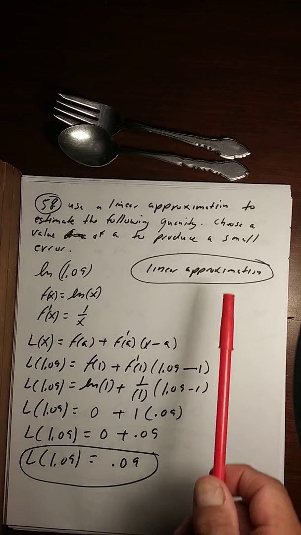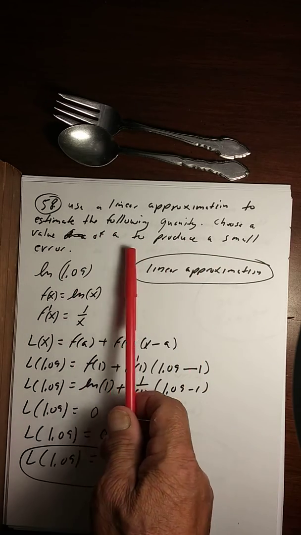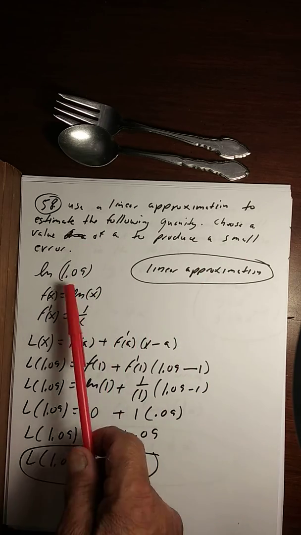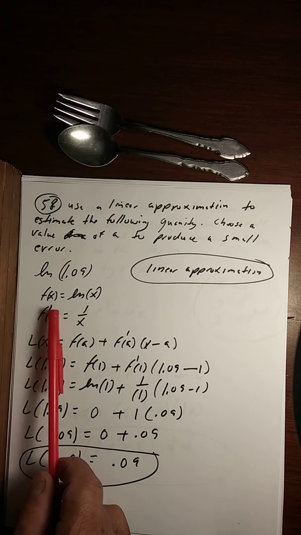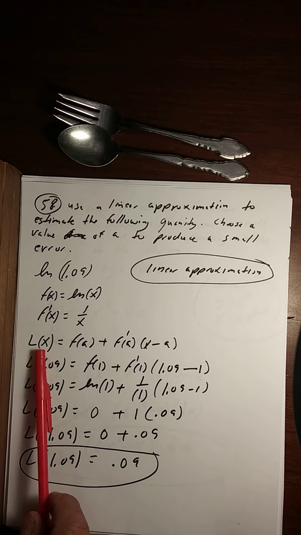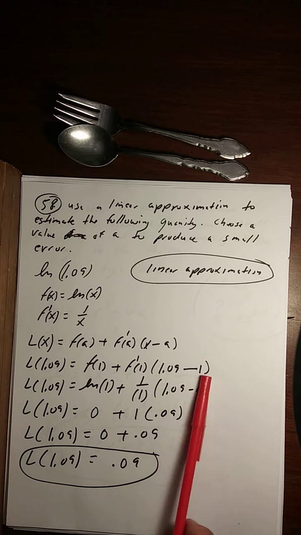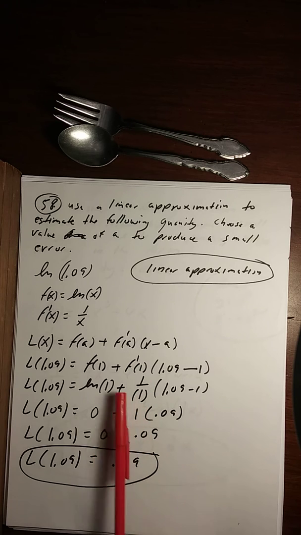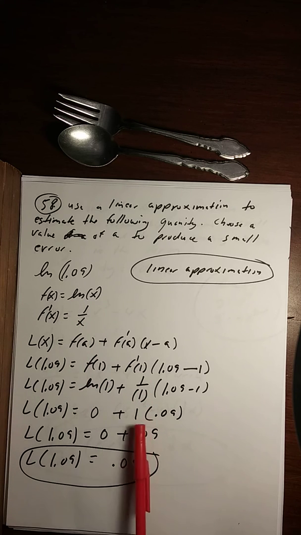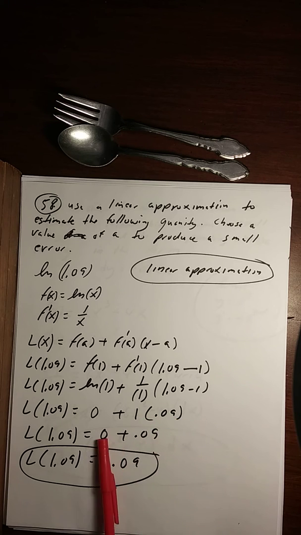Use a linear approximation to estimate the following quantity. Choose a value of a to produce a small error. Alright, linear approximation. ln of this number, well, let's take f of x as is, f prime of x is 1 over x. So linear approximation for 1.09 is f of 1 plus f prime of 1 times the difference. ln of 1 is 0, 1 over 1 is 1. So this minus this is 0.09, 1 times that is 0.09, 0 plus that, so the approximation is 0.09.